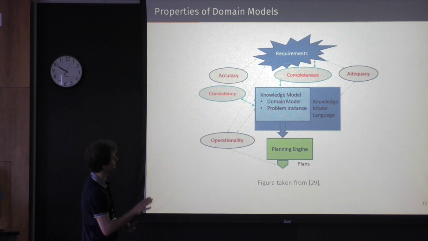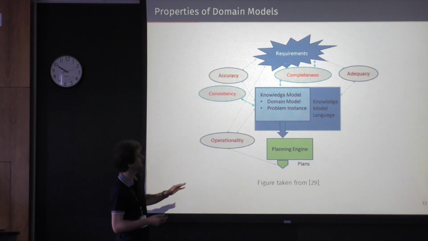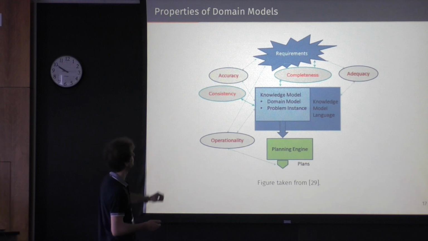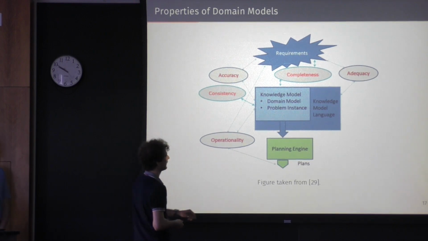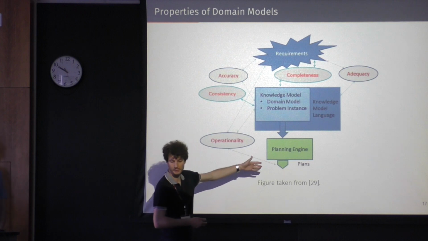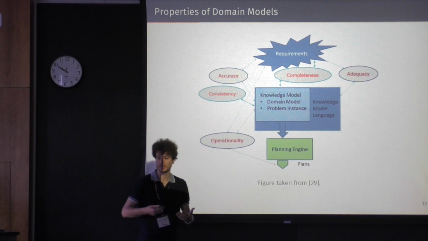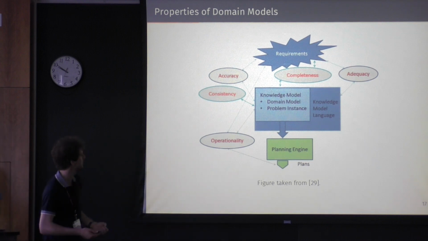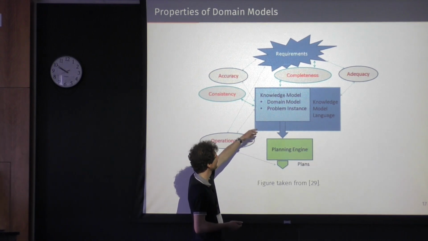And it is important to note from this slide that each property refers to different aspects of the system. So on top you have requirements, which are important for all the properties but consistency. And then you have the planning engine, but as we said before, you have to take into account knowledge engineering, but in fact, in terms of the properties that you use for evaluating a domain model, it is only required by the operationality. And then in the center, you have the knowledge model, which is your domain model.